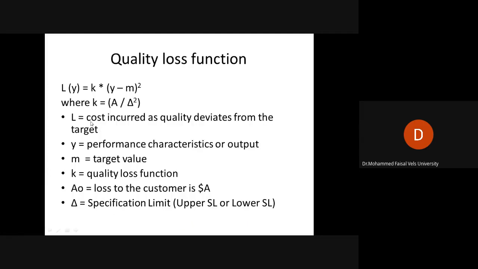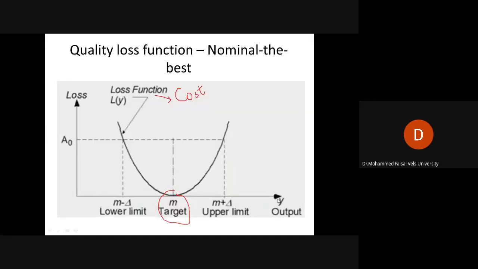Then we are trying to measure in terms of losses. We measure in terms of losses. And Y, what is the Y? Y is the performance, the output for performance. And M is a target, what you want to achieve.